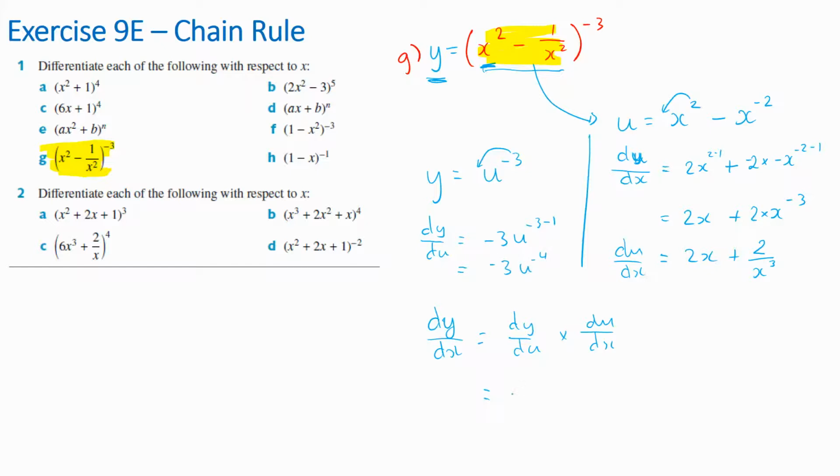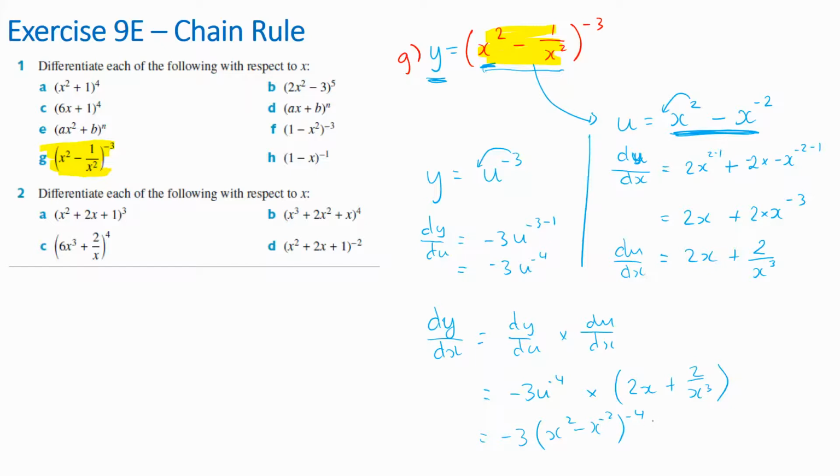Okay, so I've got negative 3 u to the power of negative 4 multiplied to, and we'll use brackets because they're together, 2x plus 2 over x cubed. Okay, and you've got to replace that u, so it becomes negative 3 u. Remember, u was over here, that's u. u is x squared minus x to the power of negative 2, all to the power of negative 4.